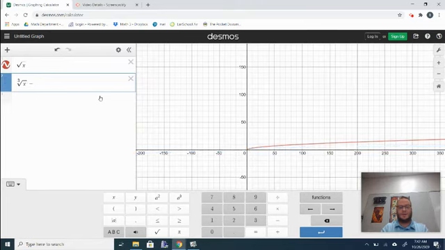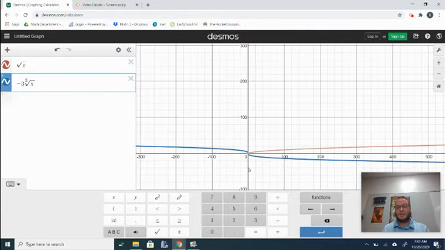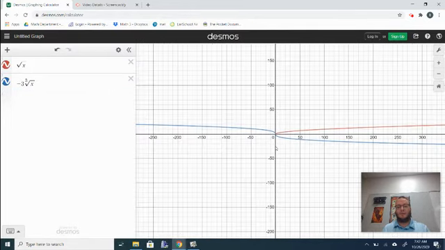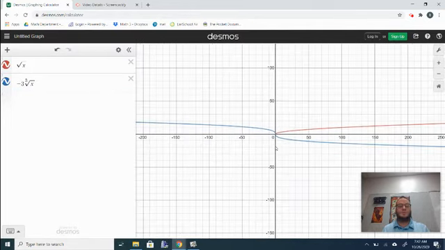So negative 3, oops, not negative 3. Okay, all it did was flip it and stretch it out a little bit, but it's still all real numbers. So if it's an odd root, it's going to be all real numbers for both the domain and range. If it's an even root, I need to be careful on where it's really starting.